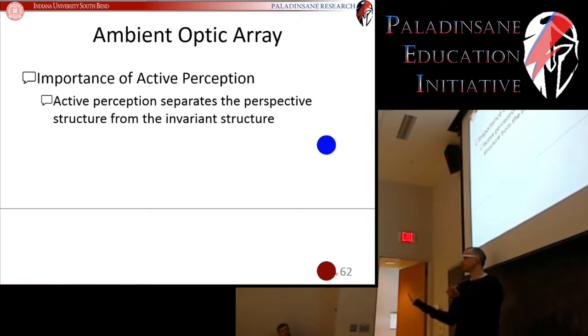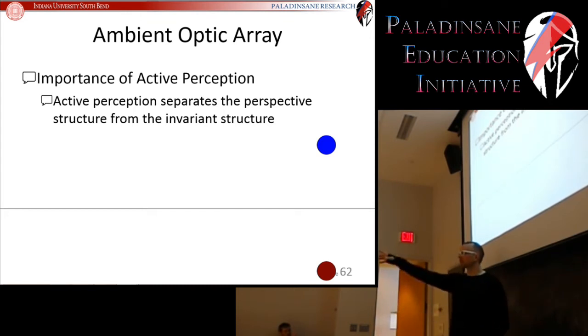What's another strategy? Saw one person do it. They'll move. They'll literally sit there and they'll be like, what is that? Let me see. Let me think. What could that possibly be? They'll physically start moving around the environment to try to take that perspective structure and tear it away from the invariant structure.